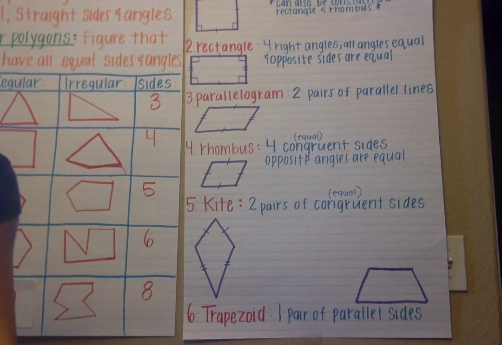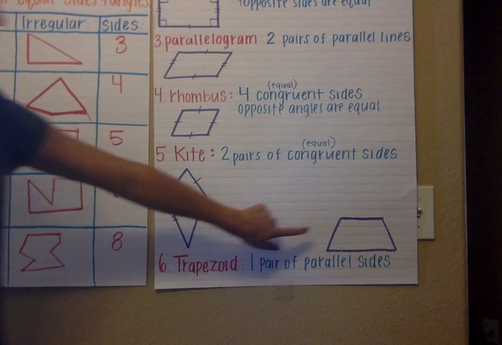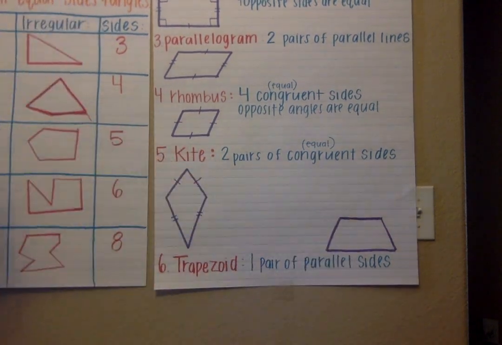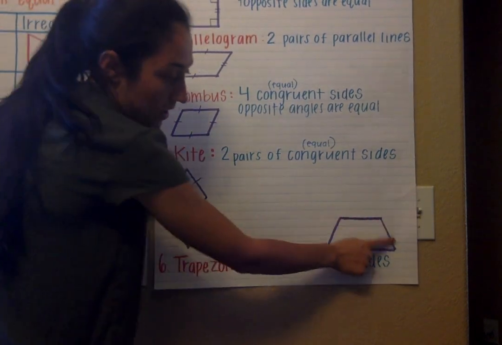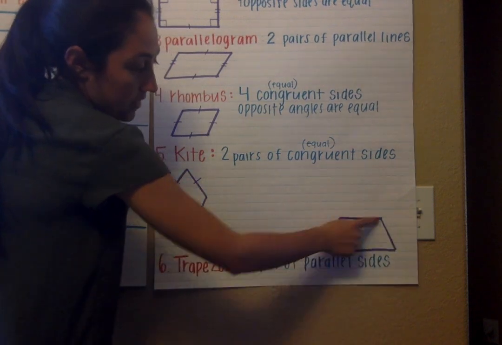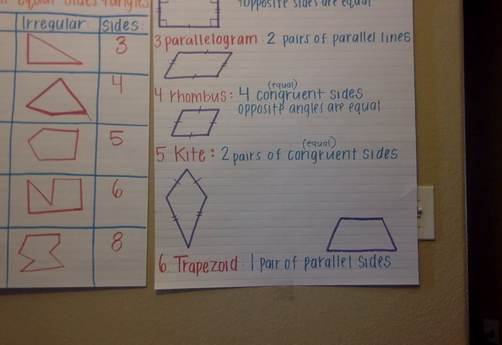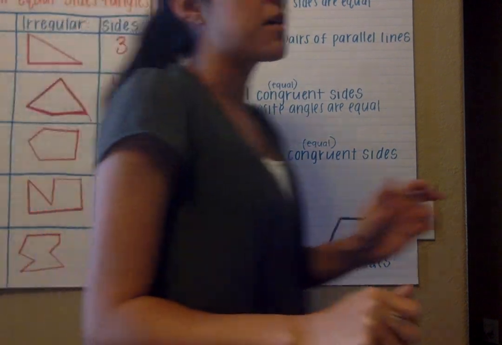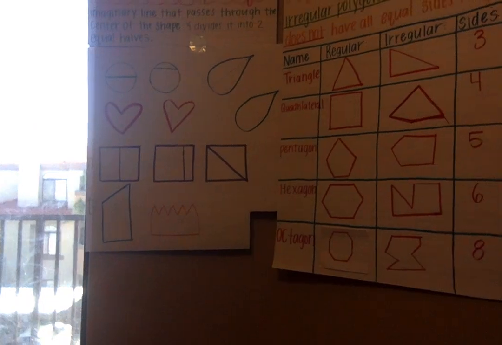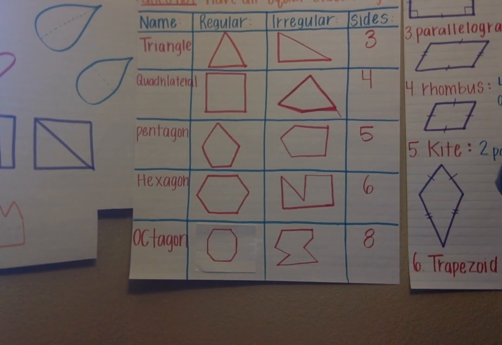And then the last one that we have for you is called a trapezoid. A trapezoid still has 4 sides, but the only two that are equal are this one right here and this one right here. This line is much longer than this top one, so it's considered irregular. Okay, now we are going to go back to our other polygons, our regular and irregular ones.